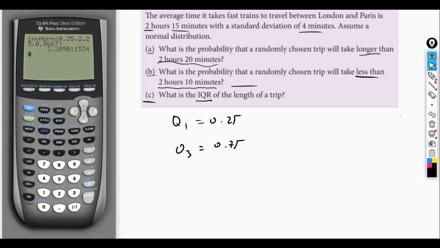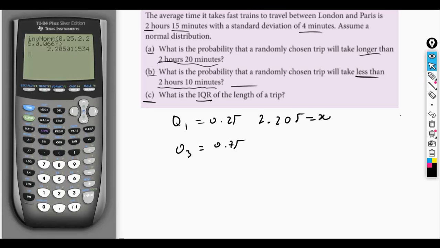So we hit enter, and notice that the x value corresponding to the first quartile is 2.205. So let's write that down over here. It's going to be 2.205. So now let's find the x value. So this is the x value. Let's find the x value that corresponds to the third quartile.